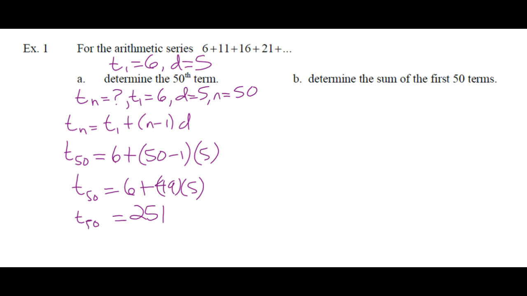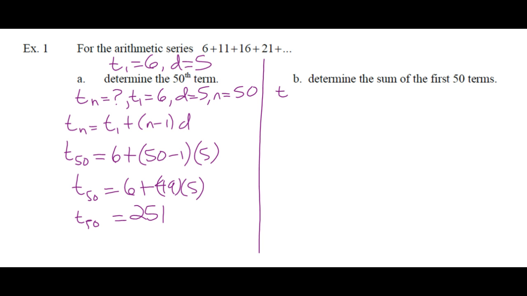Determine the sum of the first 50 terms. Well, we have two sum formulas, right? The obvious one to use at this point is, hey, I know T50, so we can use the n over 2 (T1 + Tn) formula. We'll do that, then we'll do the other one just to show you it doesn't matter.